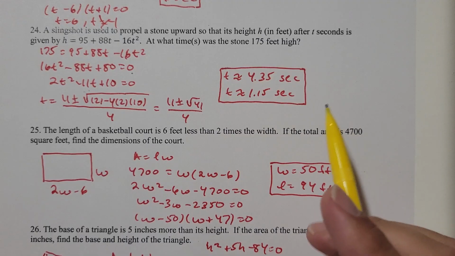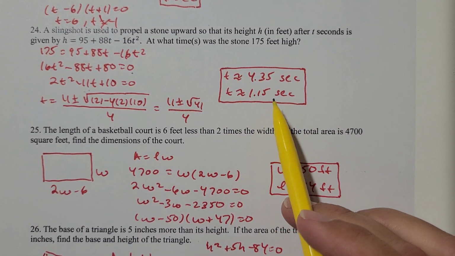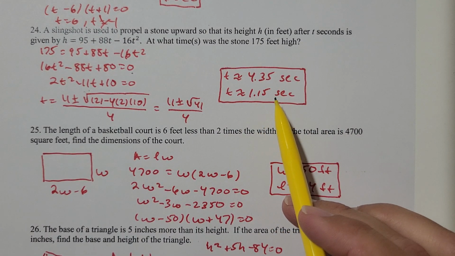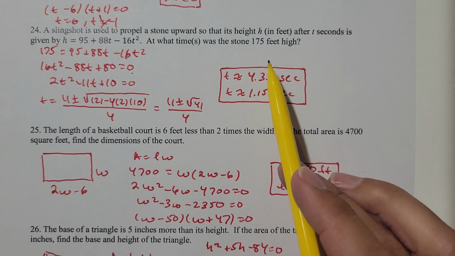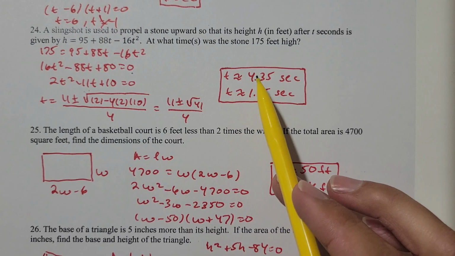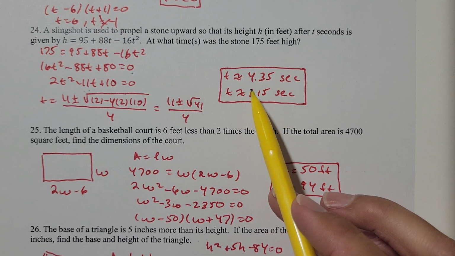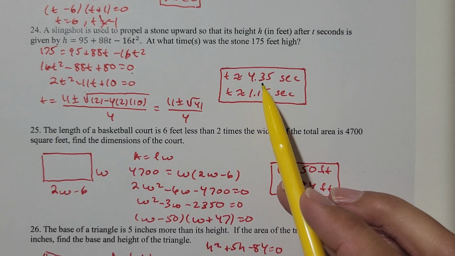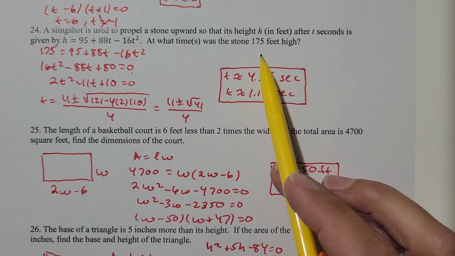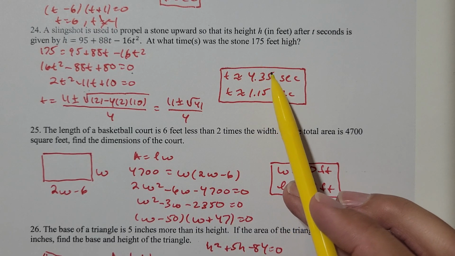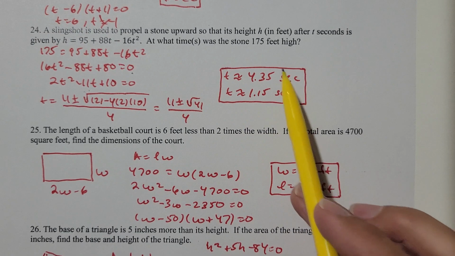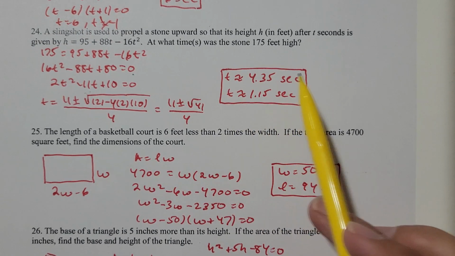Okay, so it looks like after 1.15 seconds, the rock is going to be at 175 feet in the air, and then it's going to continue to go upward. It'll reach a peak and then fall back to Earth, and after 4.35 seconds have gone by, it'll be at the 175-foot marker again, and that's on the way down. Okay, so both these numbers are going to be solutions.